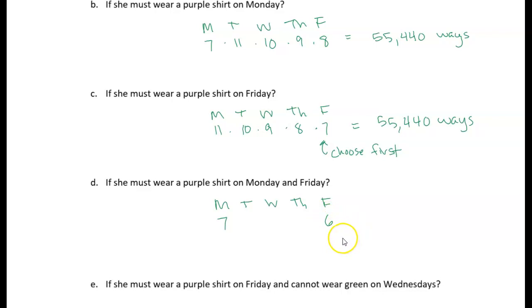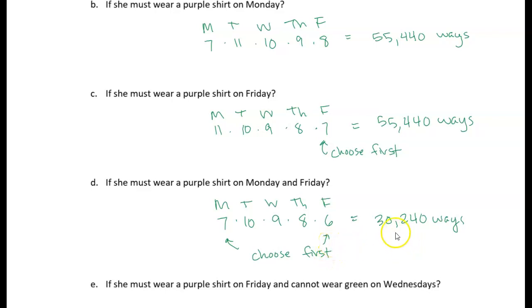Okay. Now she's got 2 of her shirts chosen, and the other days we don't have any restrictions. So we have 10 shirts left for Tuesday, and then when she's chosen Tuesday's shirt, she'll have 9 choices for Wednesday, and then 8 for Thursday. Okay, and then we can just multiply that out. 30,240 ways. So again, deal with the restrictions first. Choose these 2 days first, and then deal with the other days that we don't have restrictions on.